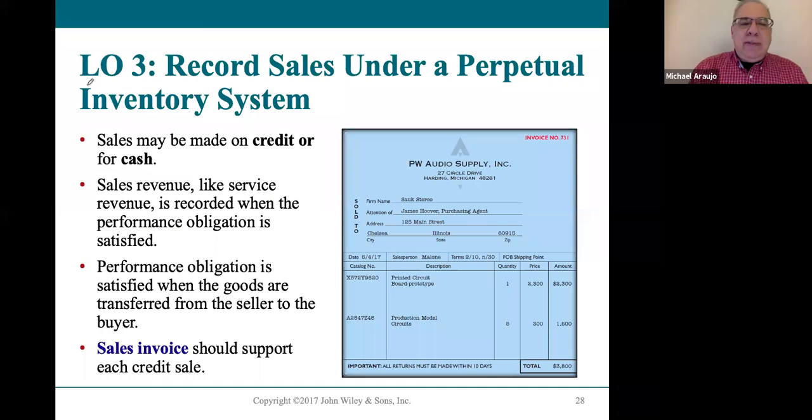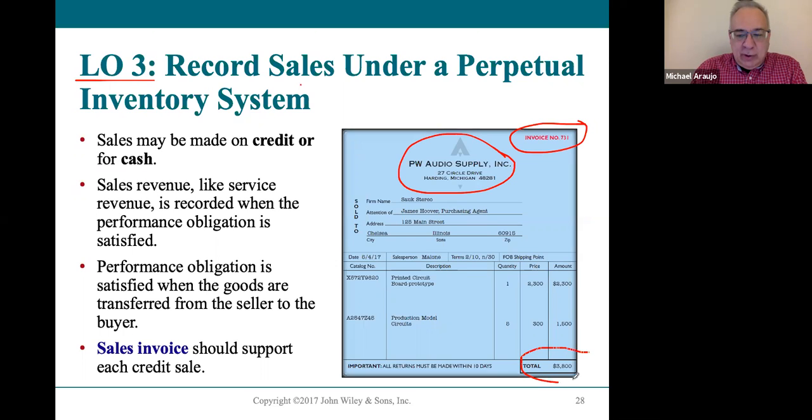Learning objective 3 looks at the exact same invoice, but from the seller's perspective. And so, what does PW Audio do in this situation if you're the PW Audio bookkeeper? You saw Sock Stereo buy $3,800 worth of merchandise from you on the 4th of May, 2017. Well, this is a sale.